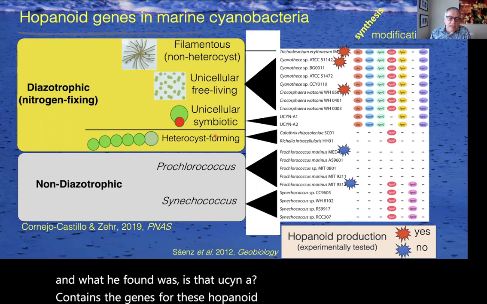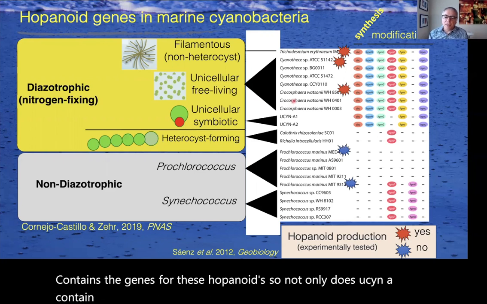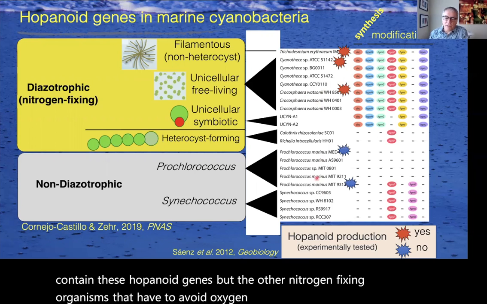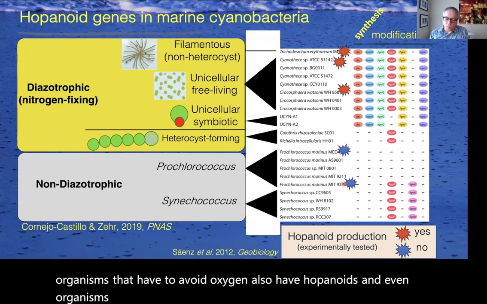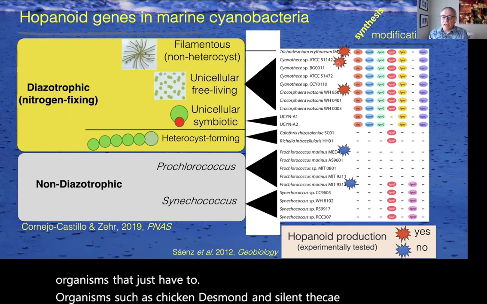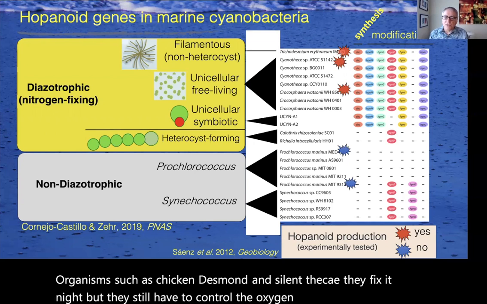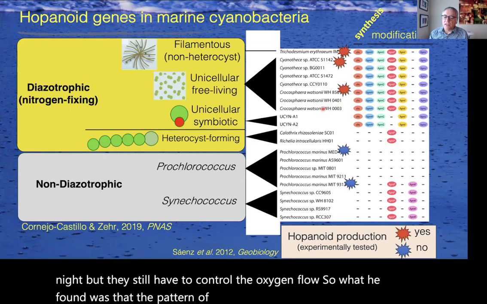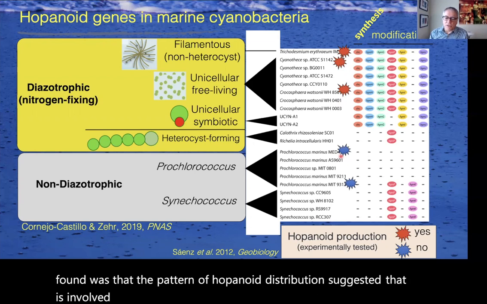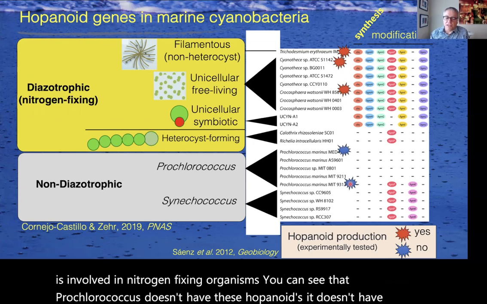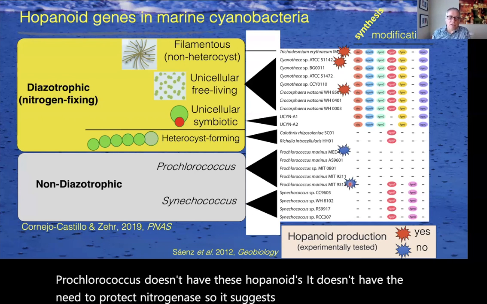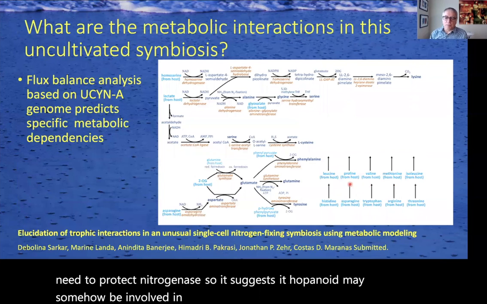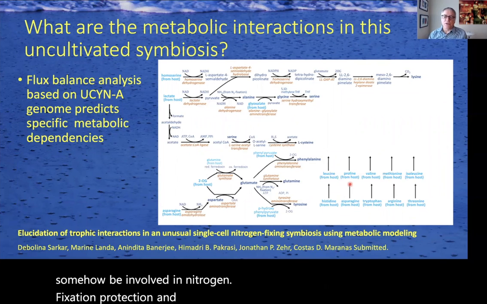So not only does UCNA contain these hopanoid genes, but the other nitrogen fixing organisms that have to avoid oxygen also have hopanoids. And even organisms such as Trichodesmium and Cyanothece, they fix at night, but they still have to control the oxygen flow. So what he found was that the pattern of hopanoid distribution suggested that it is involved in nitrogen fixing organisms. You can see that Prochlorococcus doesn't have these hopanoids. It doesn't have the need to protect nitrogenase. So it suggests that hopanoids may somehow be involved in nitrogen fixation protection in UCNA to control the diffusion rate of oxygen.